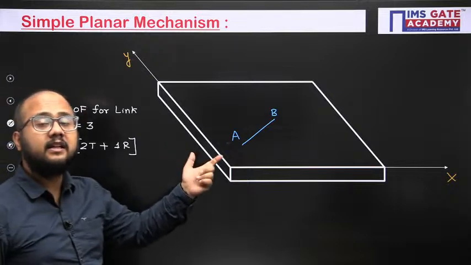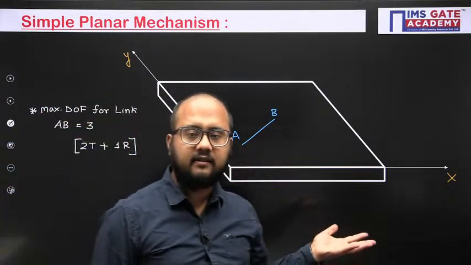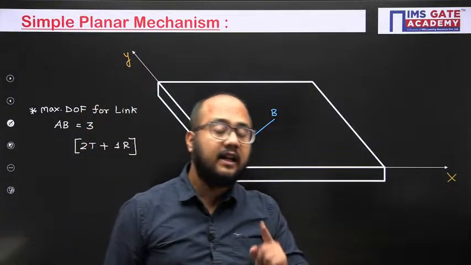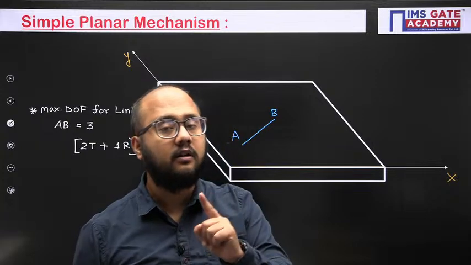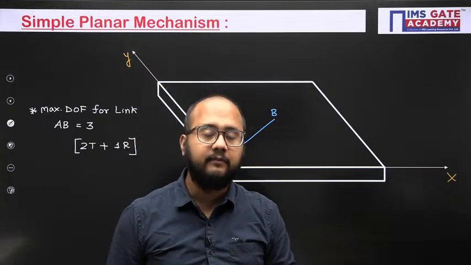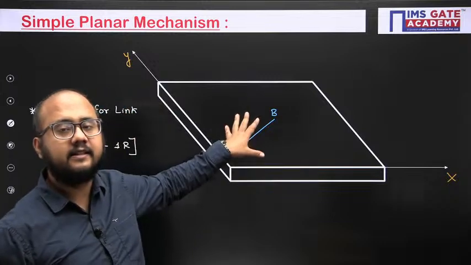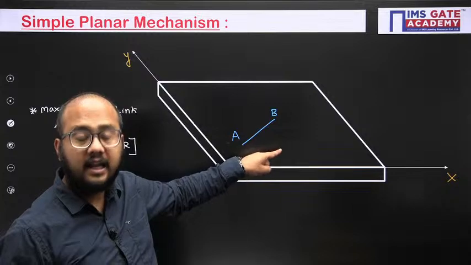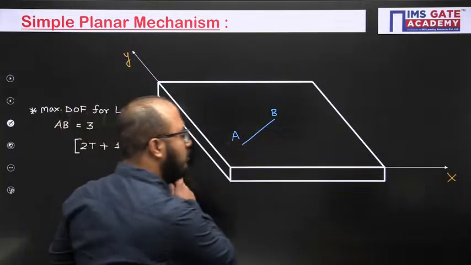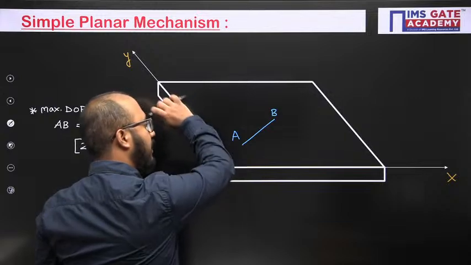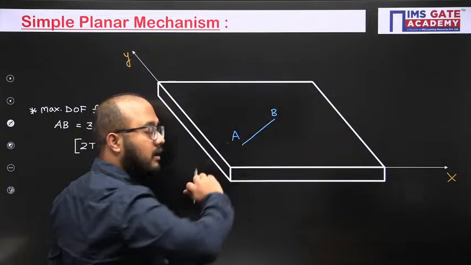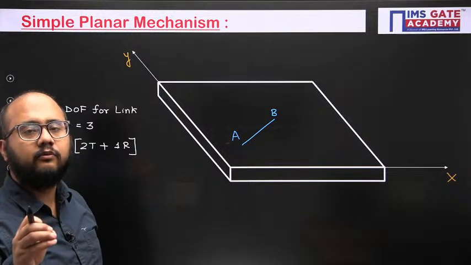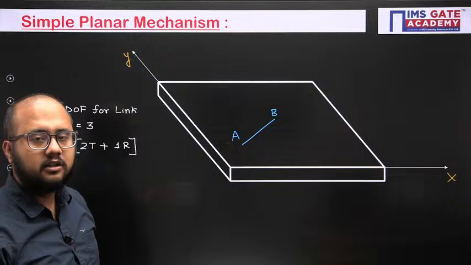If that AB link was in a 3-dimensional space, in that case, what will the answer be? 6, for maximum degree of freedom. But as far as this case is concerned, the AB link is on the plane. That's why only 2 translations are possible, along X and along Y, and 1 rotation. But if it is present in 3-dimensional space, the maximum degree of freedom would have been 6: 3 translations and 3 rotations.